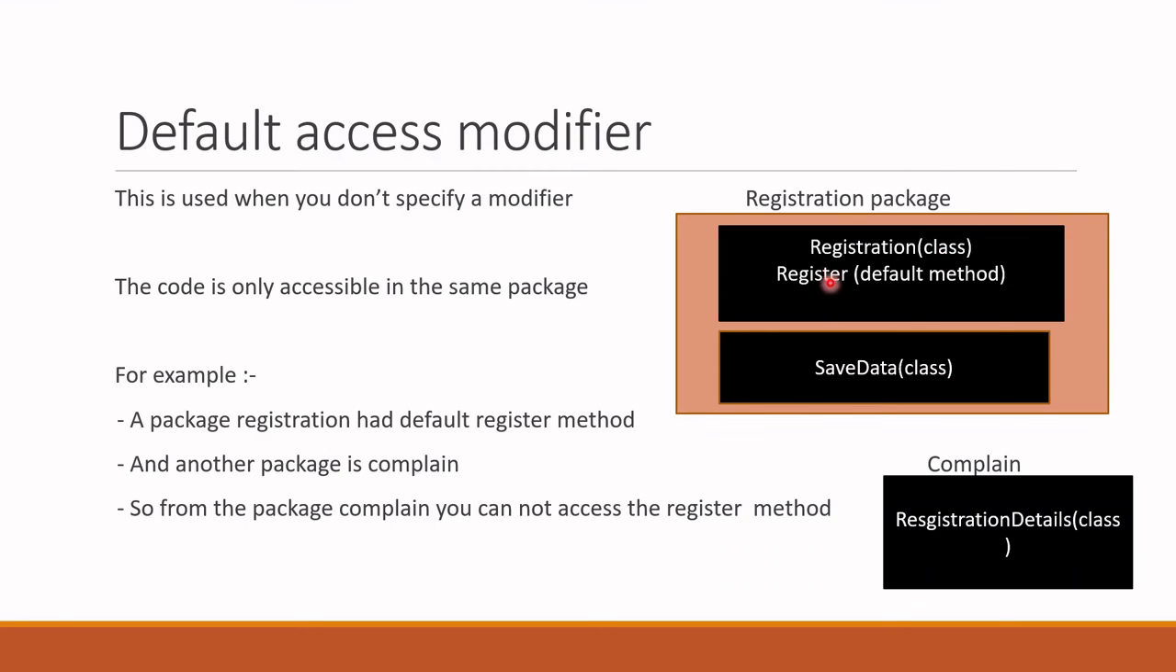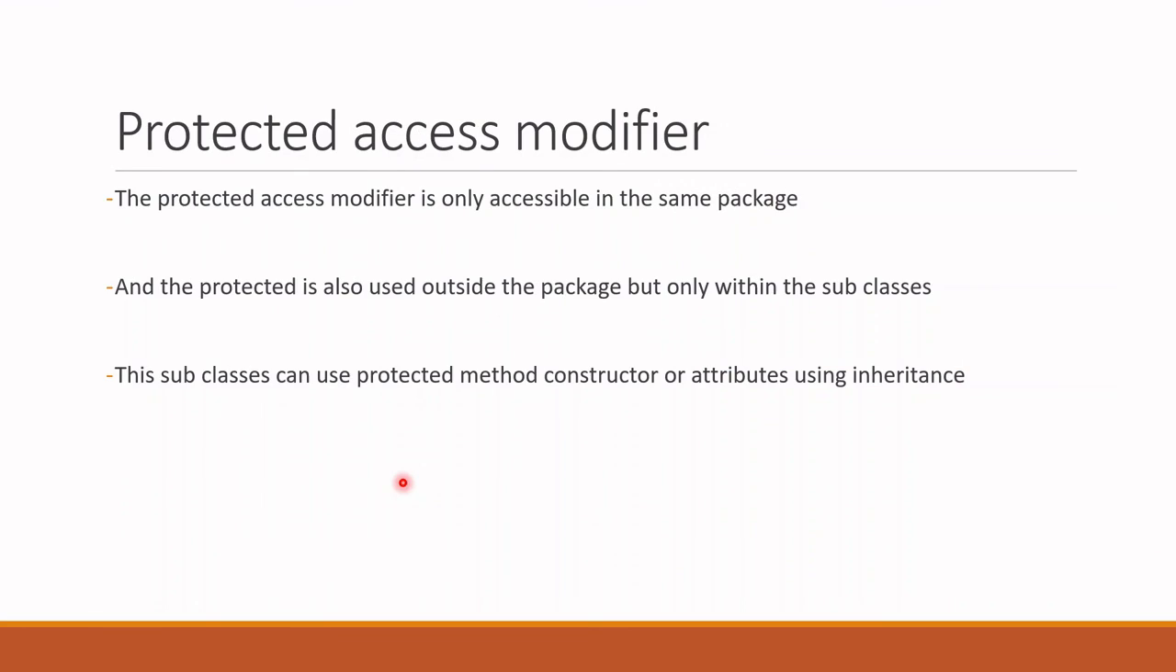In registration class, we have a default method register. Now save data can access this register method because these both are in the same package. Now let's see, we have a different package called complaint in which there is a class registration details. Now these registration details cannot access this register method because these both are different packages.